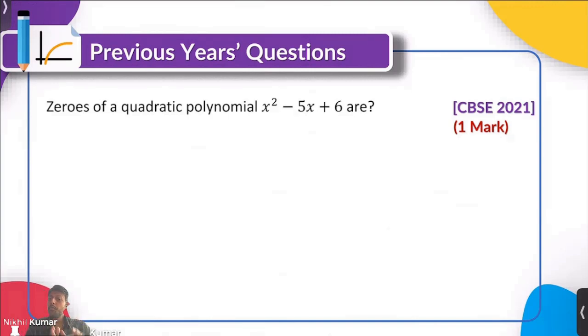This time we have to find the zeros of the quadratic polynomial. Do you know how to find the zeros of a quadratic polynomial? Remember the factorization technique you learned in class 9 by splitting the middle term? That's what we're going to do here. We're going to split the middle term and find out the answer. Find out the zeros of the polynomial.